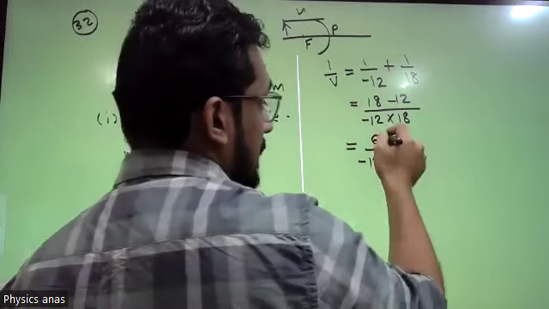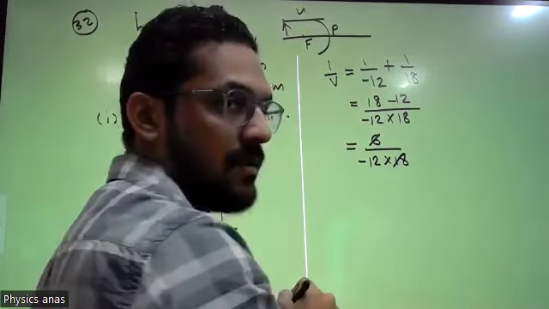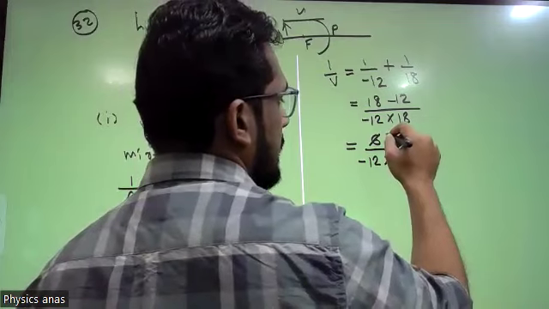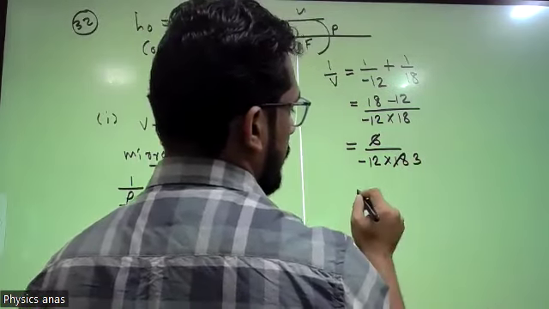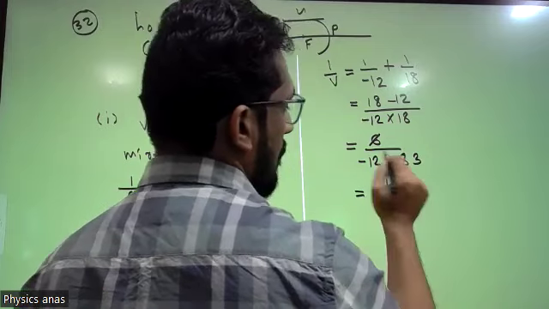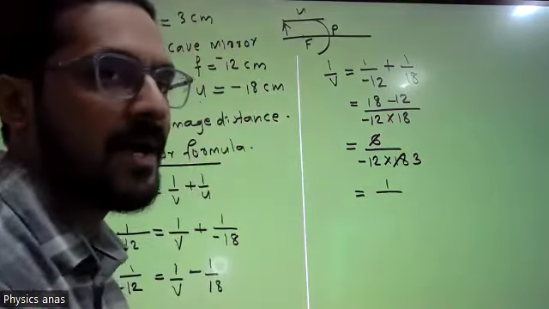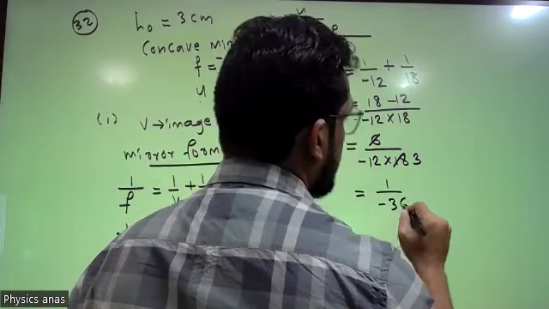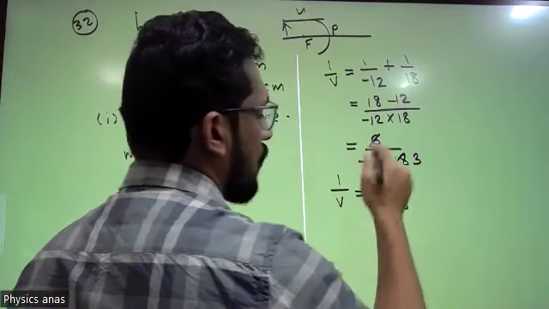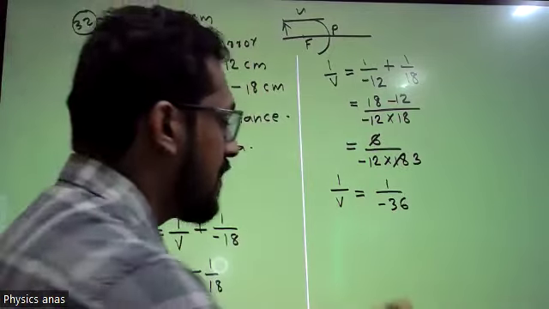You can cancel 6 and 18 with 6. 6 by 6 is 1 and 18, in 18 there is 3 sixes. Right? That means 1 by minus 12 into 3. What is minus 12 into 3? Minus 36. That means 1 by v is 1 by minus 36. Then v is what?